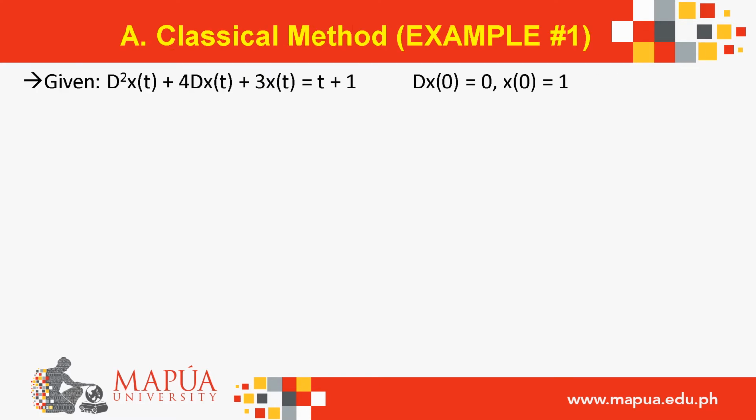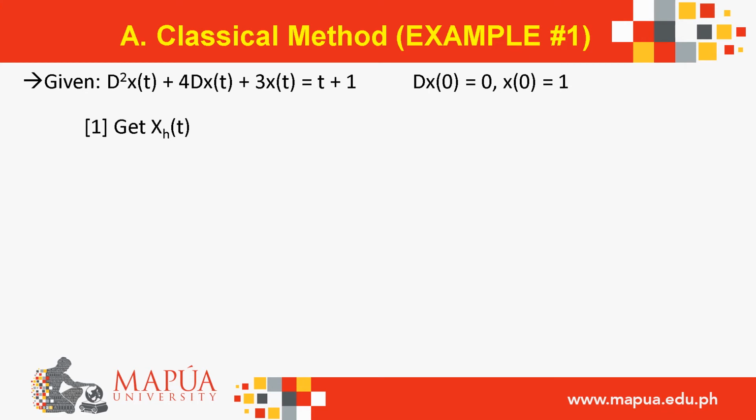Now, to further understand the classical method, I will be giving you an example. Given an equation, x double prime plus 4x prime plus 3x is equal to t plus 1, wherein dx of 0 is equal to 0 and x of 0 is equal to 1.